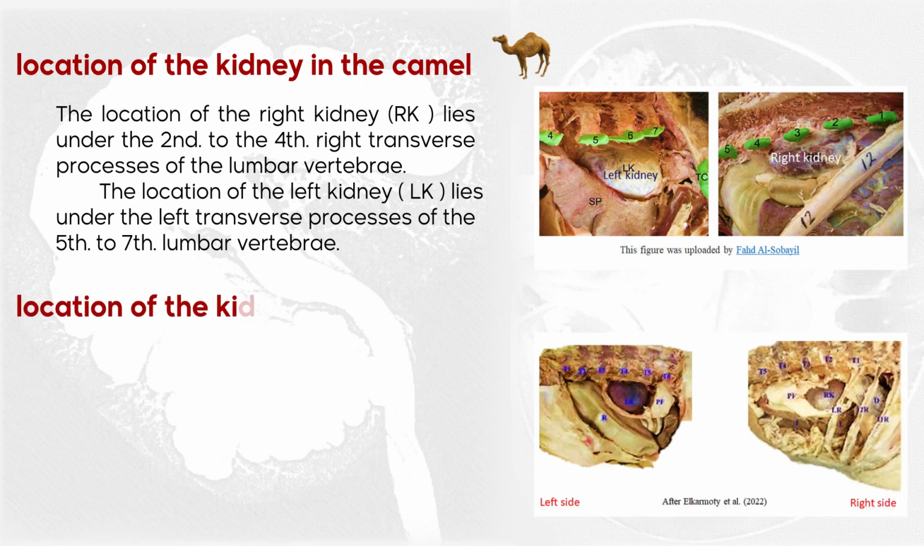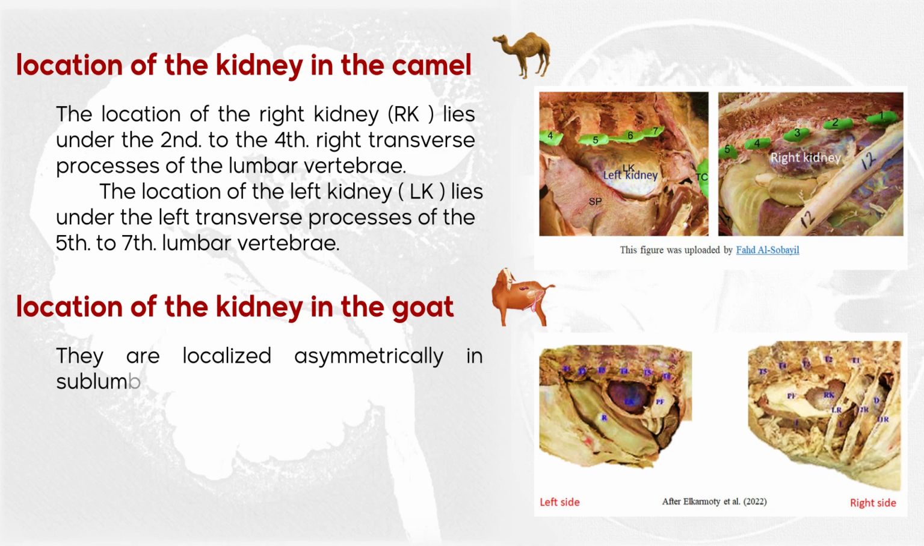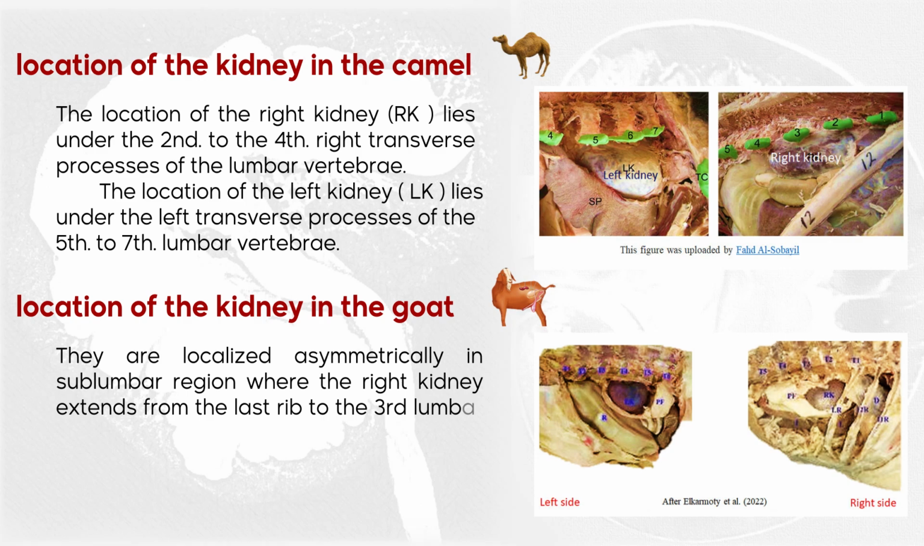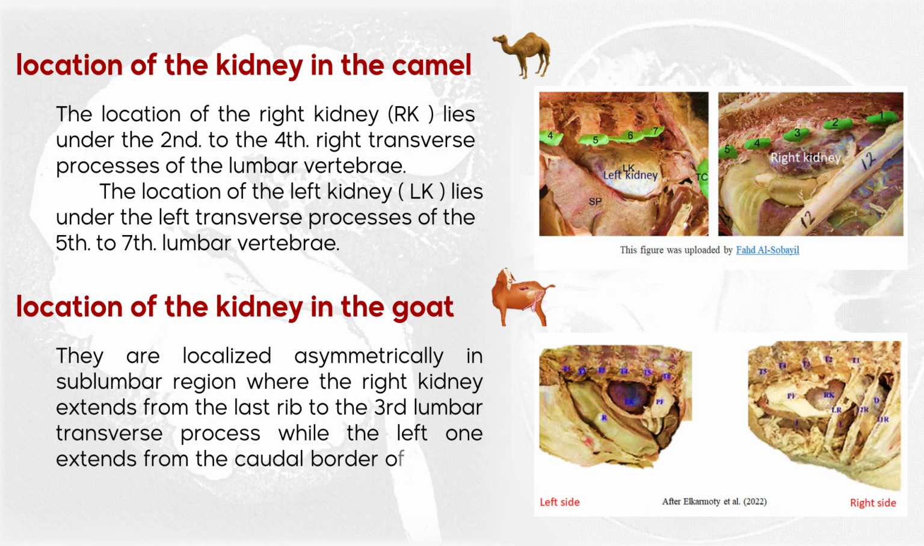Location of the kidney in the goat. They are localized asymmetrically in the sublumbar region, where the right kidney extends from the last rib to the third lumbar transverse process, while the left one extends from the caudal border of the third to the fifth lumbar transverse process.